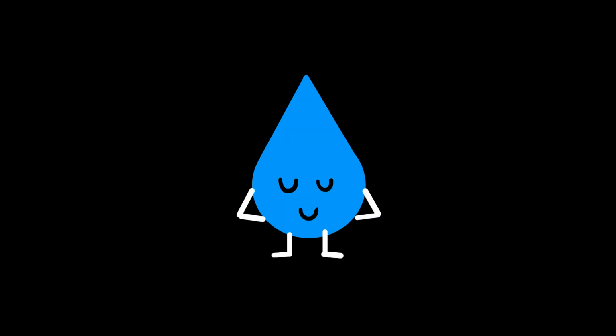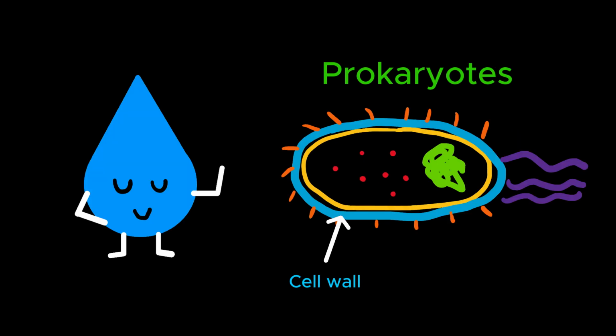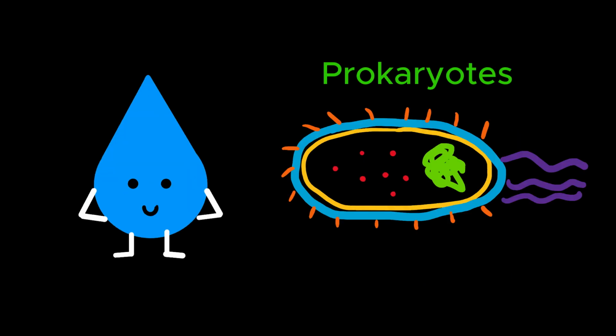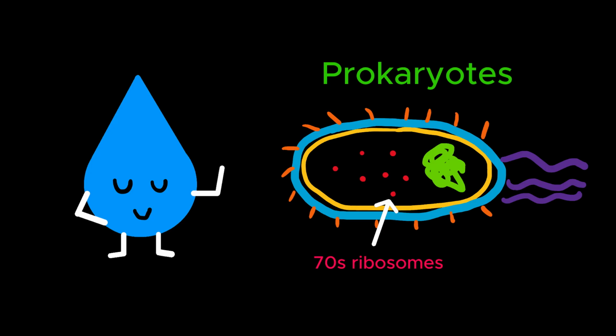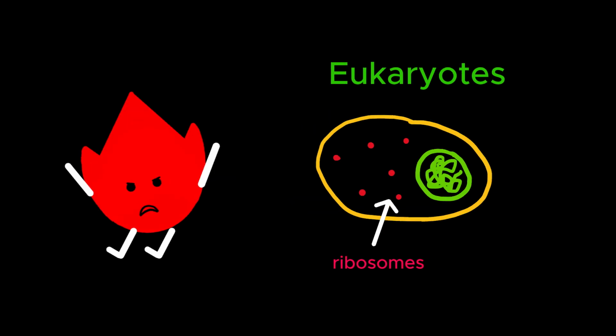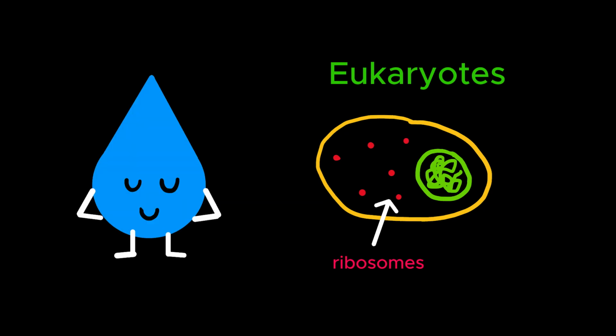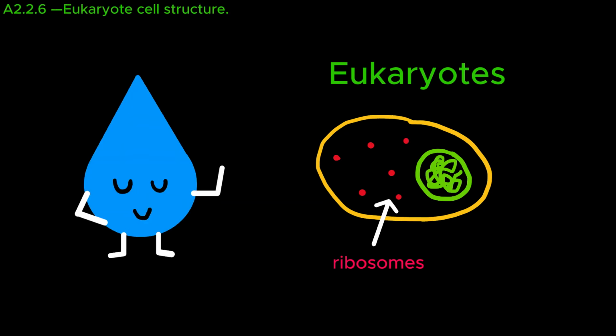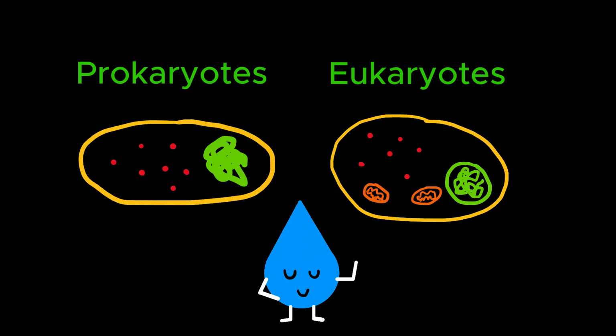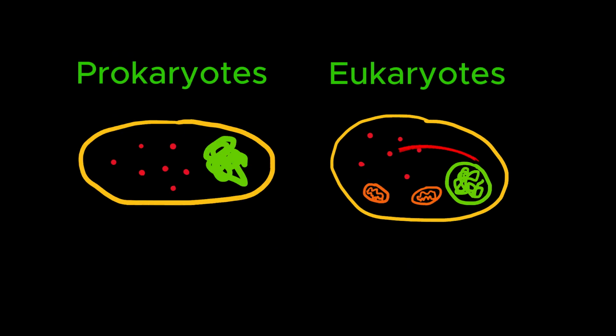Yeah. Some other features they may have are a cell wall, cilia, and flagella. Also, prokaryotes have 70S ribosomes. Didn't you say eukaryotes also have ribosomes? Yes, but the ribosomes in eukaryotes are 80S ribosomes. Another difference is that eukaryotes do have membrane-bound organelles, such as nuclei and mitochondria.